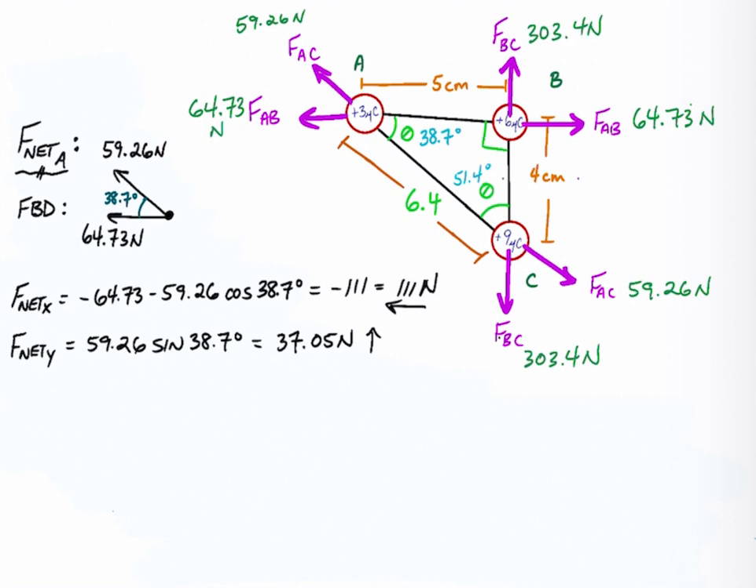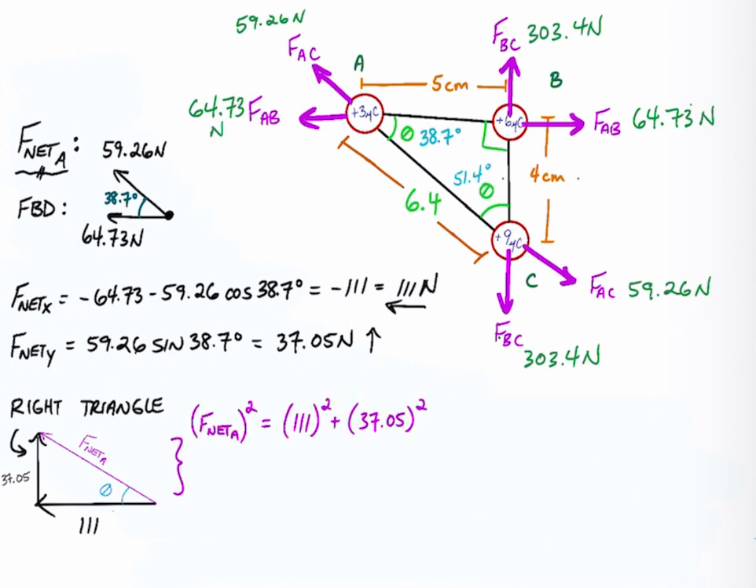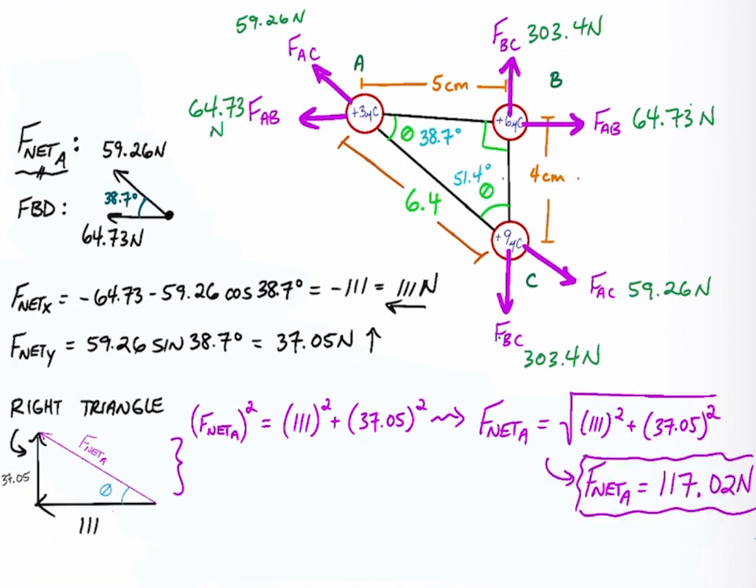At this point, it is no different than what we solved before. I'm going to set up my triangle. I'll first draw the 111 newton force going to the left, and then from there, I will draw the vertical upwards 37.05. And if I can find the hypotenuse of that triangle as well as the angle, I'll have the answer to this question. So once again, we could just use Pythagorean theorem, that hypotenuse squared is equal to the other two sides squared and added together. If I solve this, take the square root of both sides and plug that in my calculator, I should find that charge A experiences a total net force, a combination of the repulsion from B and C, of 117.02 newtons.